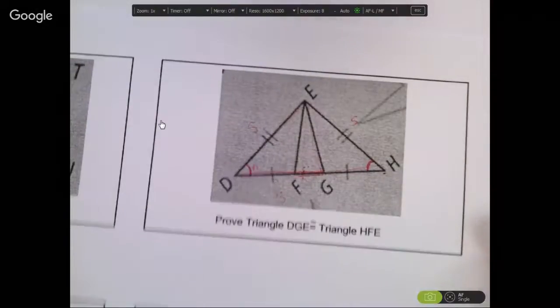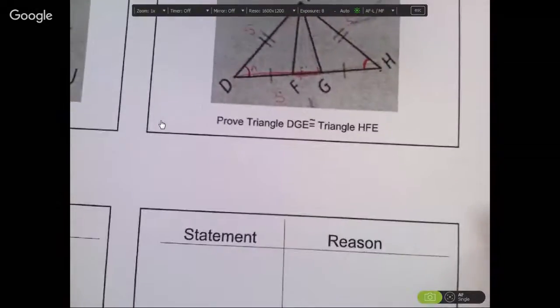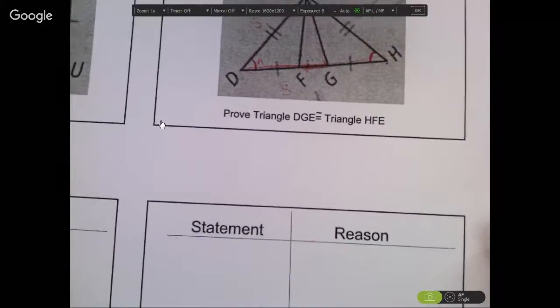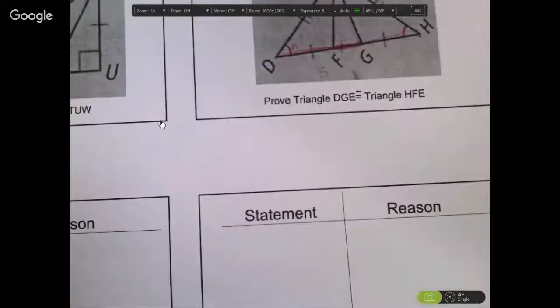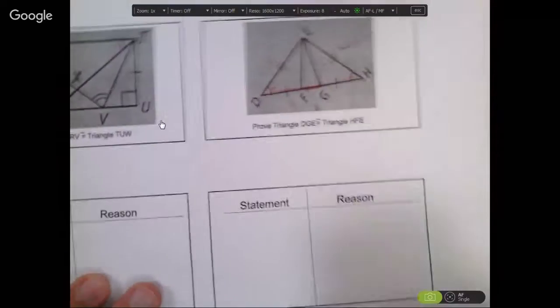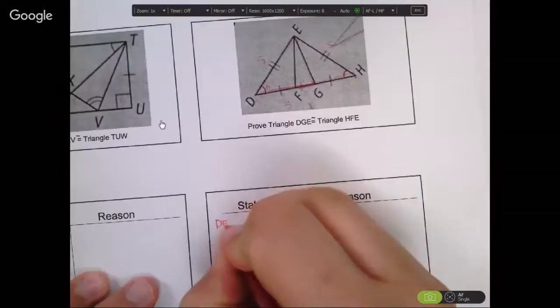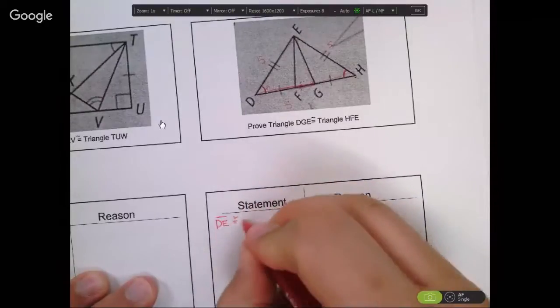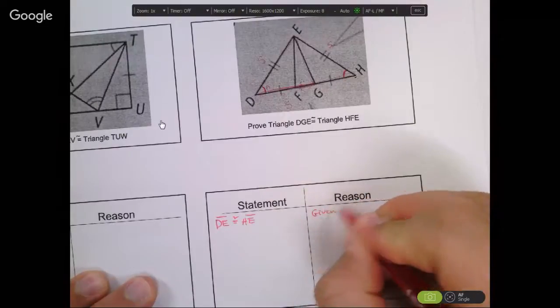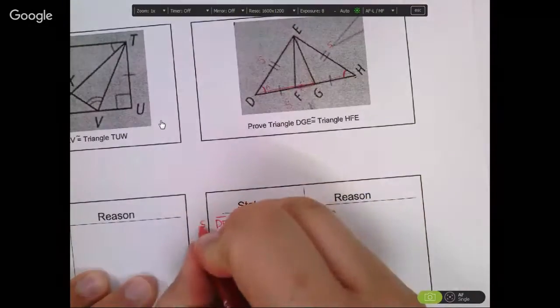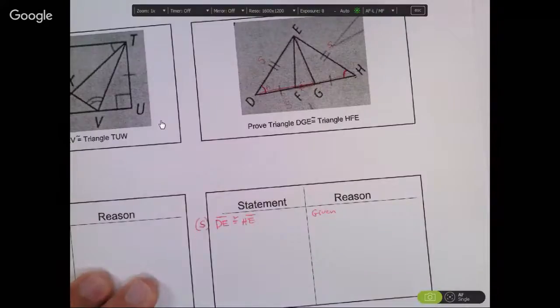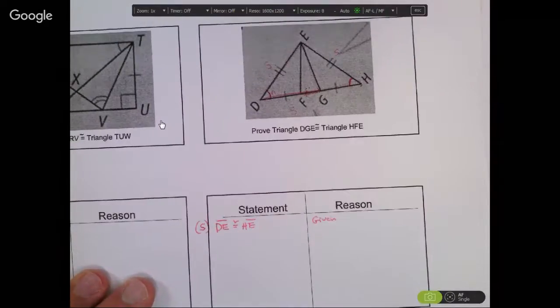So first off, we can do the givens. DE is congruent to HE, given. And that's going to be one of the sides of our final triangle, so I'm going to go ahead and put this out here. We also have to use the reflexive property for FG.